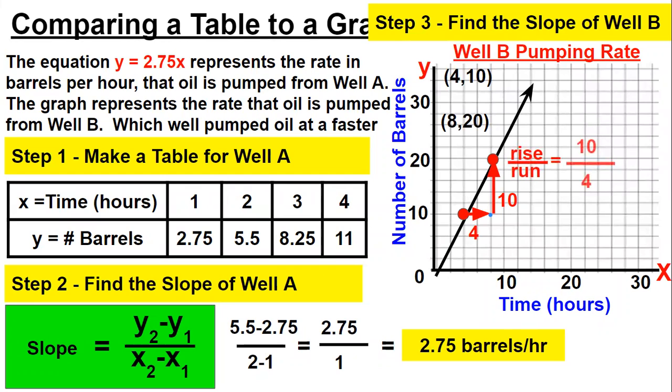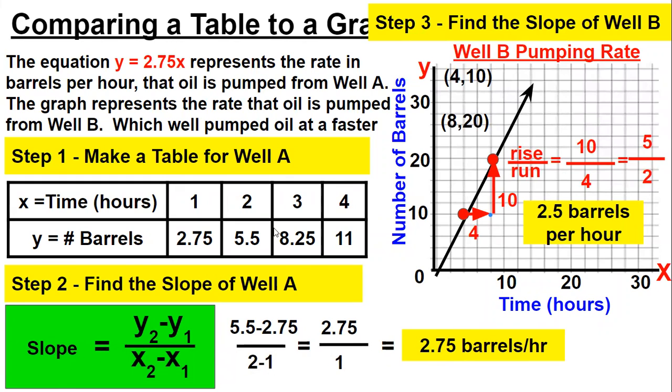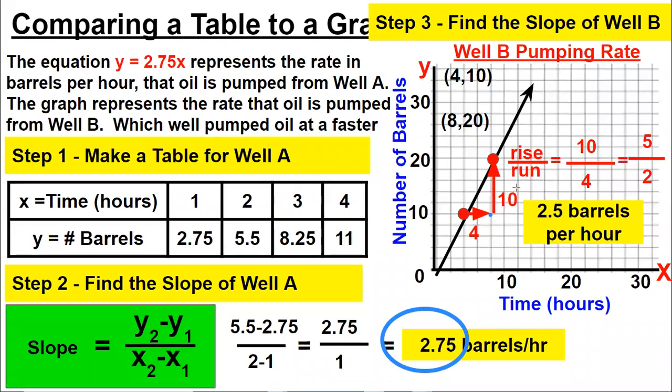Rise over run. Reduce it. That's 5 over 2. And in this case, we want to divide 5 by 2 so we can compare the decimals to a decimal. It's better than comparing a fraction to a decimal down here. So 2.5 barrels per hour. So what was the question? Which well pumped oil at a faster rate? Which one's faster? Is it well A, which is right here, or is it well B, which is 2.5 barrels per hour? Exactly, it should be well A.